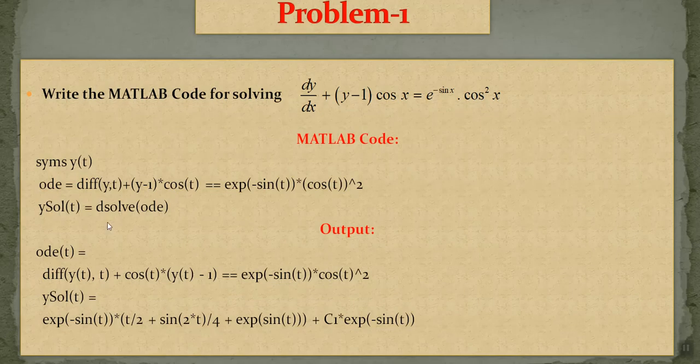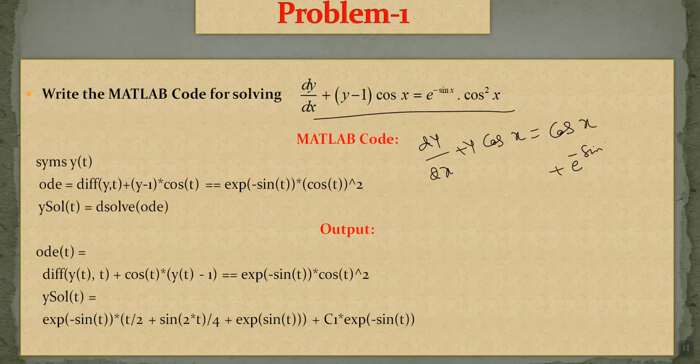Now, coming to this example, listen carefully. Observe this differential equation: dy by dx plus y minus 1 into cos x equals e power sin x into cos square x. Now, what is the methodology? Direct method. I will rewrite the equation: dy by dx plus y into cos x equals cos x plus e power minus sin x into cos square x. Now, this is a first order linear differential equation. Find the integrating factor and finally find the solution of the differential equation. That one is the analytical method.